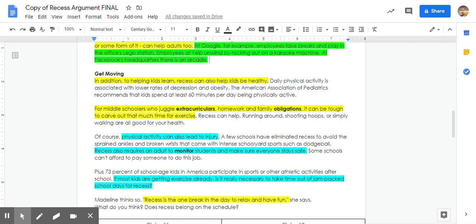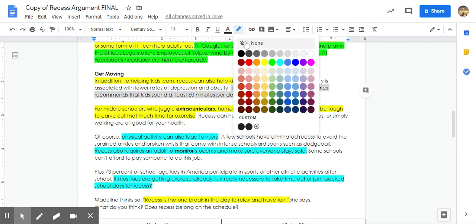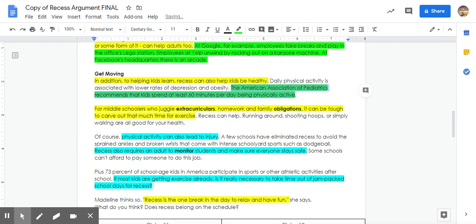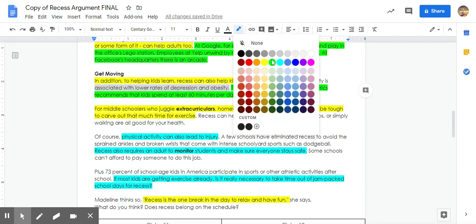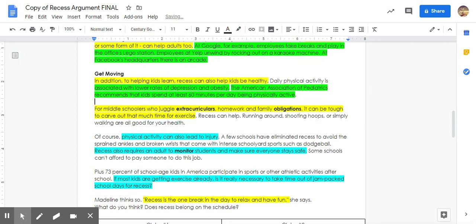As I continue to scroll down here, I see the American Association of Pediatrics recommends that kids spend at least 60 minutes per day being physically active. That is a good piece of evidence, as well as this part here where it says it's associated with lower rates of depression and obesity. There's some explanation in there.